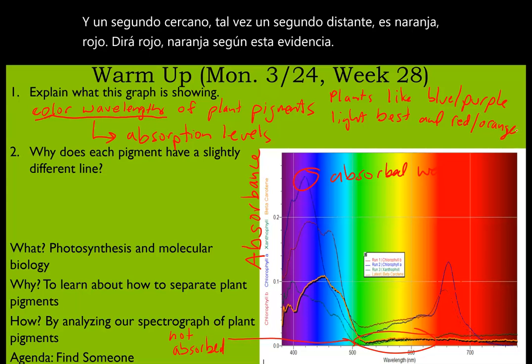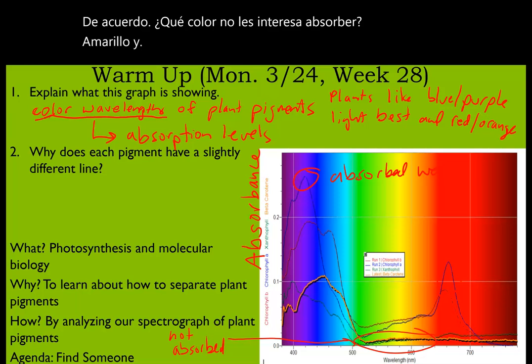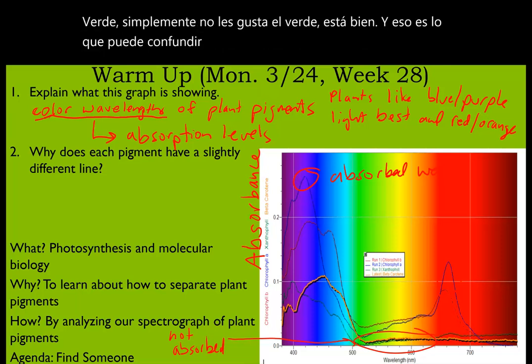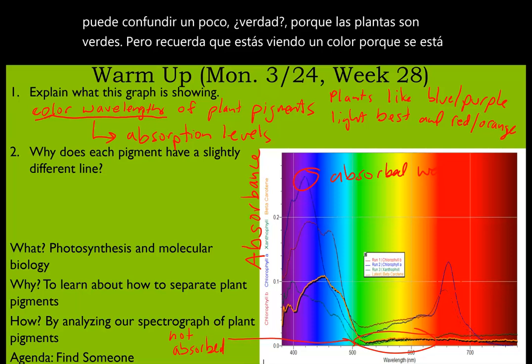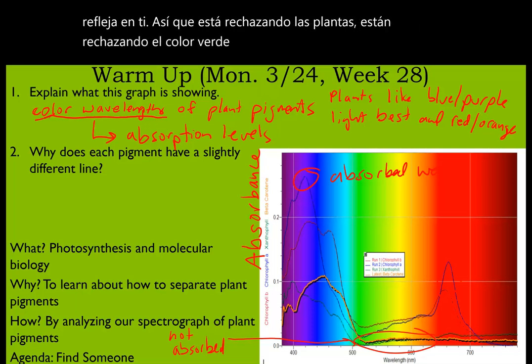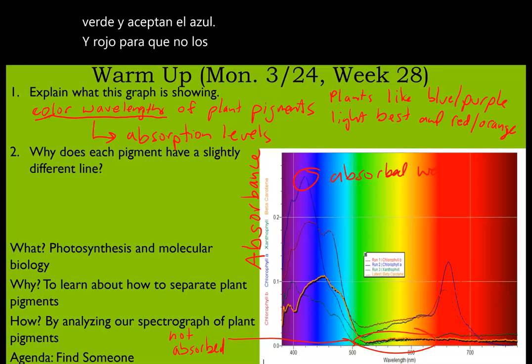Okay. What color are they not interested in absorbing? Yellow and especially green. They just don't like green. Okay, and that can kind of confuse us, right? Because plants are green. But remember, you're seeing a color because it's being reflected back at you. So plants are rejecting the color green, and they're accepting blue and red. So you don't see those when you look at a plant. You see that rejection color, which is green.